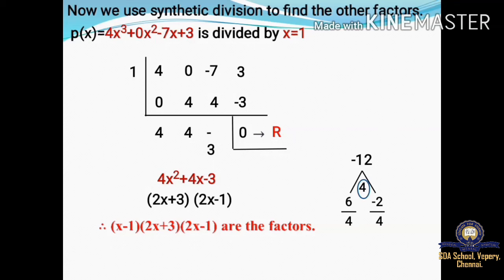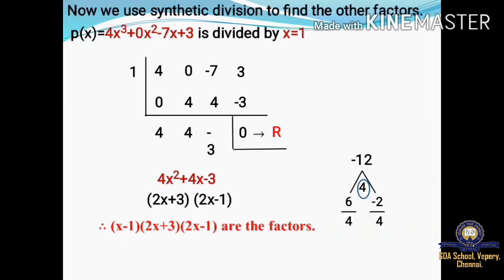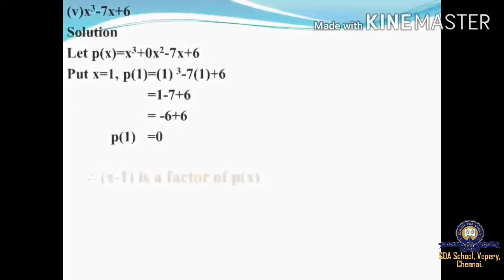These are the 3 factors. X minus 1 I got from the previous step, right? X minus 1 I got from here itself as a factor. Now I have found 2x plus 3 and 2x minus 1 as factors as well. Got it, students? Okay. These are the 3 factors. Moving on to the next subdivision, 5. X cube minus 7x plus 6.